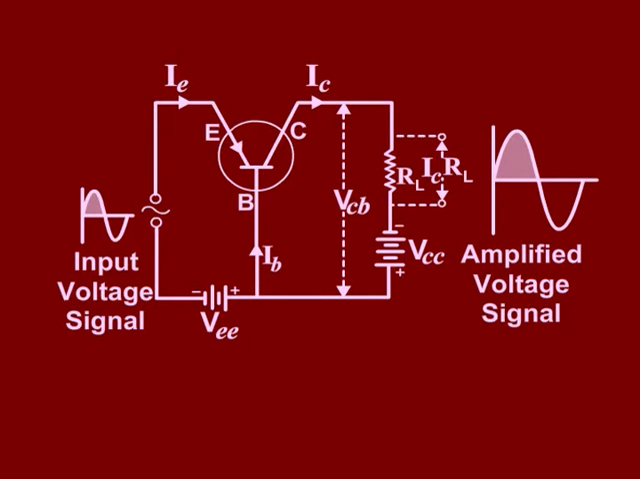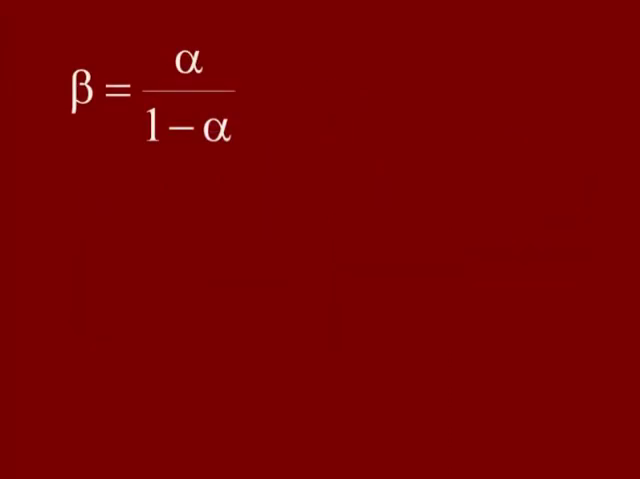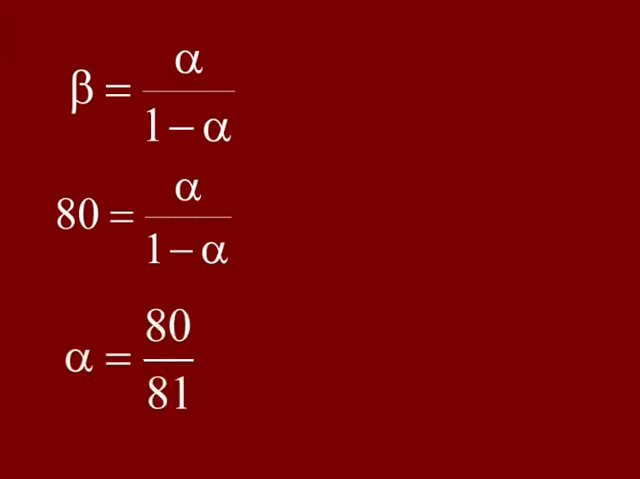Now we have to find out the value of alpha. We will use the relation between alpha and beta to do this. That is, beta is equal to alpha upon 1 minus alpha. Putting the value of beta in this equation gives us 80 is equal to alpha upon 1 minus alpha. Solving this for alpha, we get alpha is equal to 80 upon 81, that is equal to 0.988.